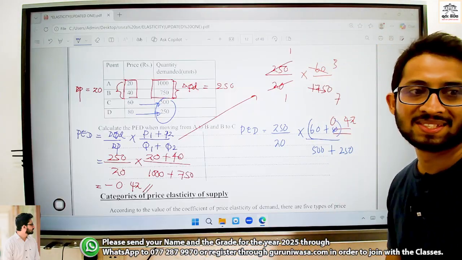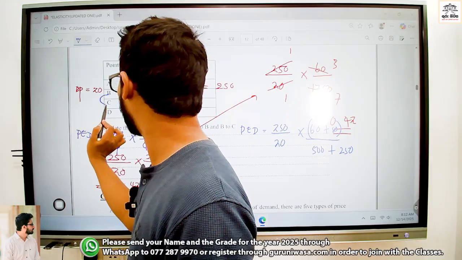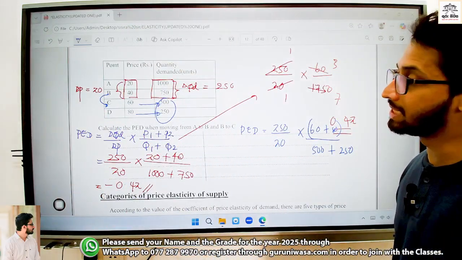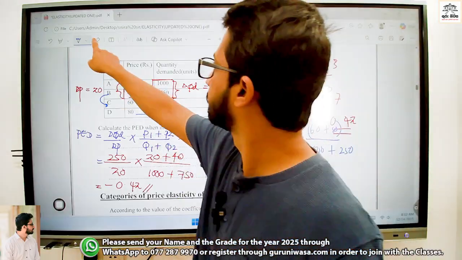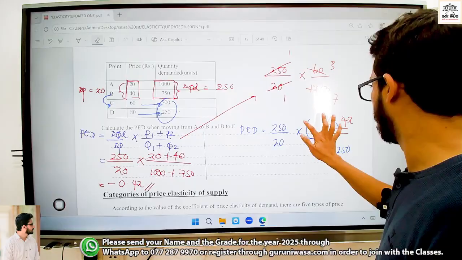No sorry. From B to C, right? I was calculating PD from C to D. Sorry. Slope doesn't change. Slope does not change.